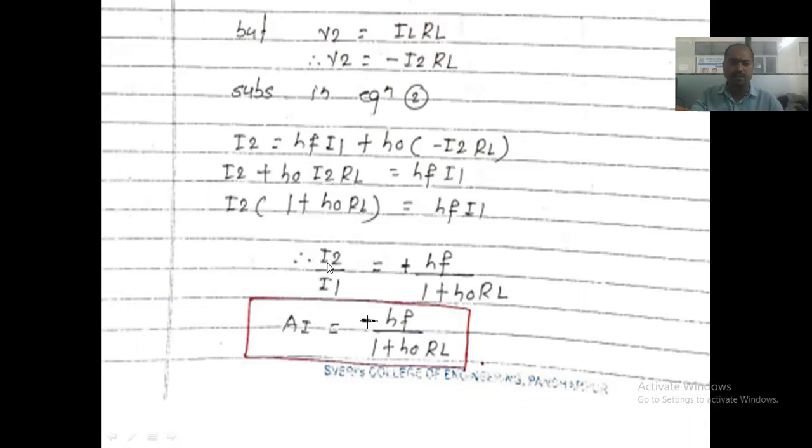We know that output divided by input indicates the current gain. So current gain AI equals HF divided by 1 plus HO RL.